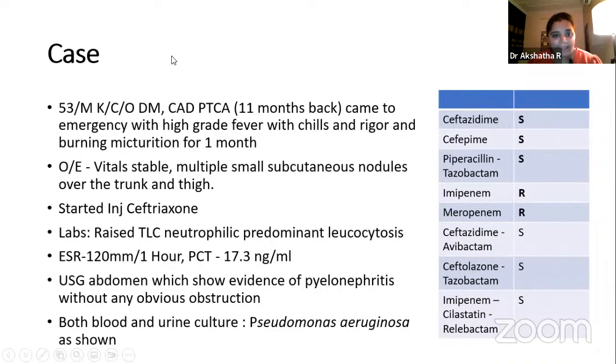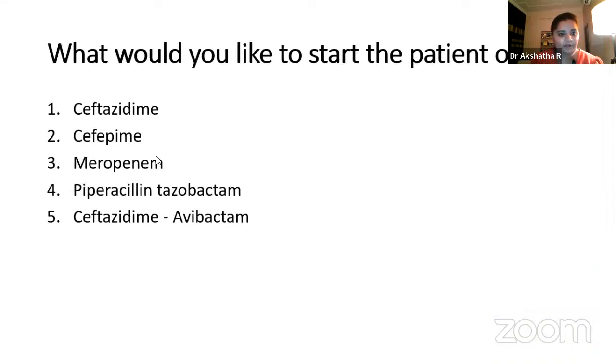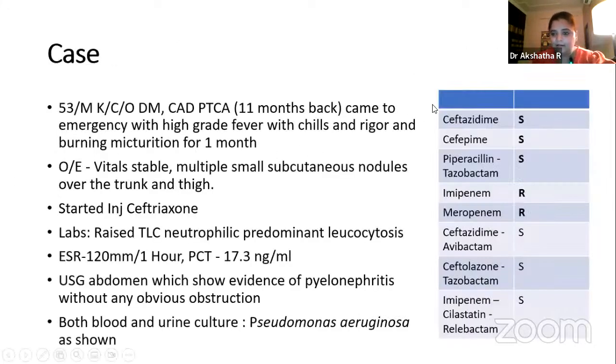So what would you like to give in this patient? So please put up in the chat box. What would you like to start? Would you like to give ceftazidime, cefepime, meropenem, piptaz, or ceftazidime-avibactam? So if you see previously, the isolate is susceptible to your ceftazidime, cefepime, piptaz, but resistant to your carbapenems, but susceptible to your cefta-avi. So let's see.